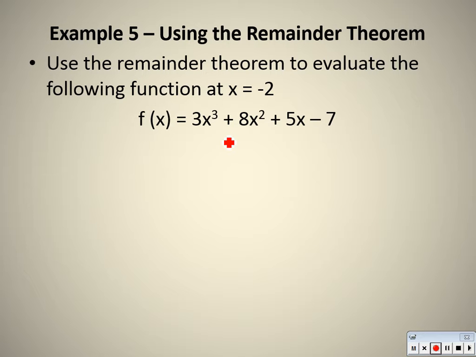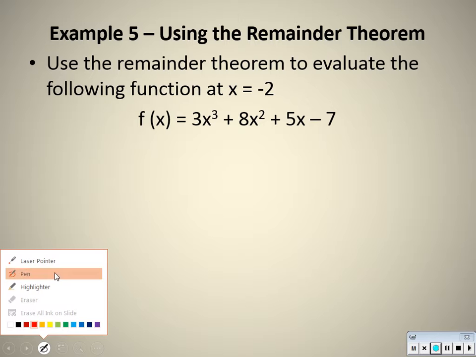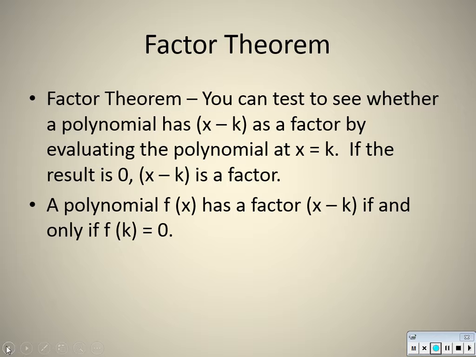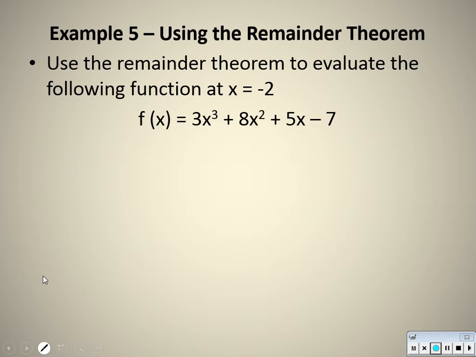So the question says, use the remainder theorem to evaluate the following function at x equals -2. So when I go to do this here, what I'm going to do is set this up as a synthetic division problem where -2 would be the value of k, and what I would put inside the synthetic division box are the coefficients of f of x here. So I'm going to have something that basically looks like this.